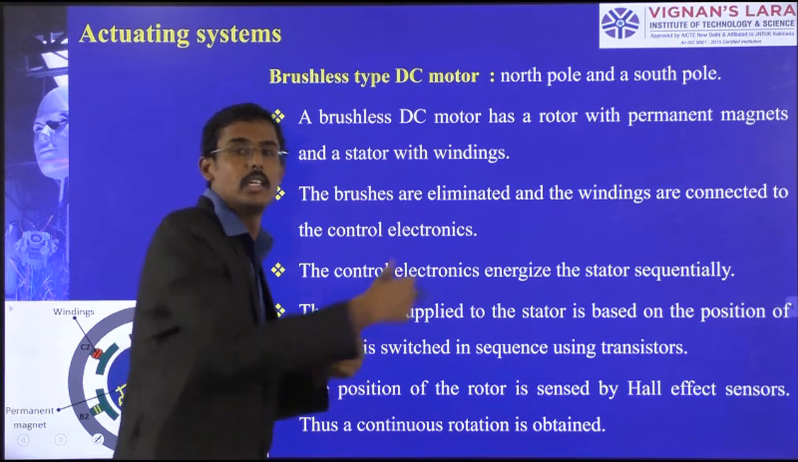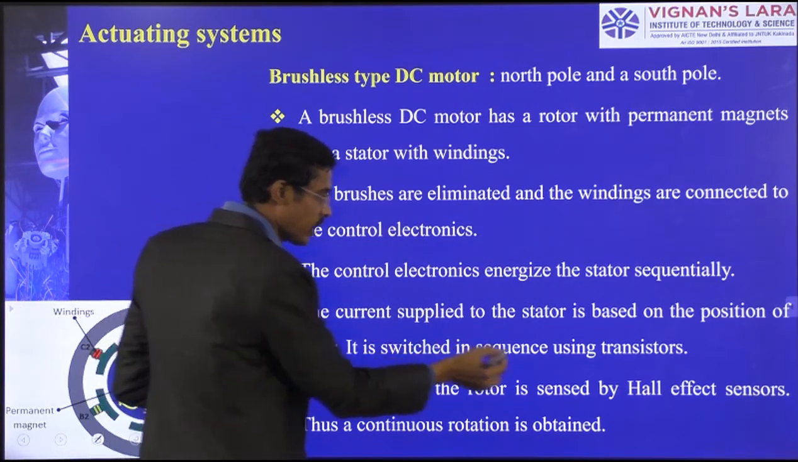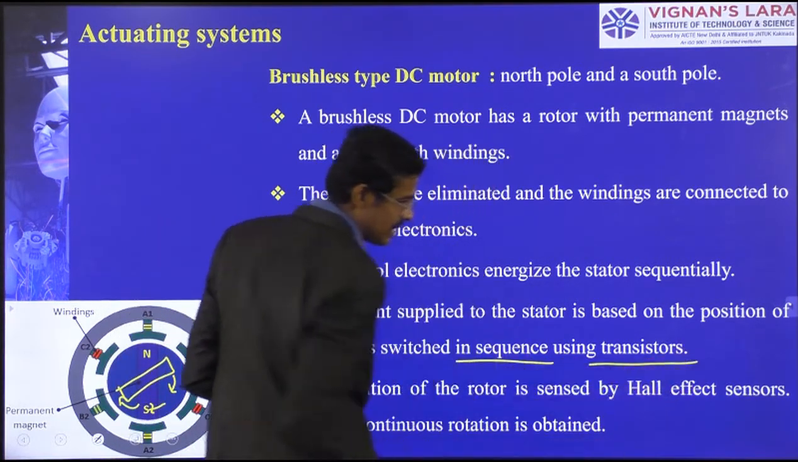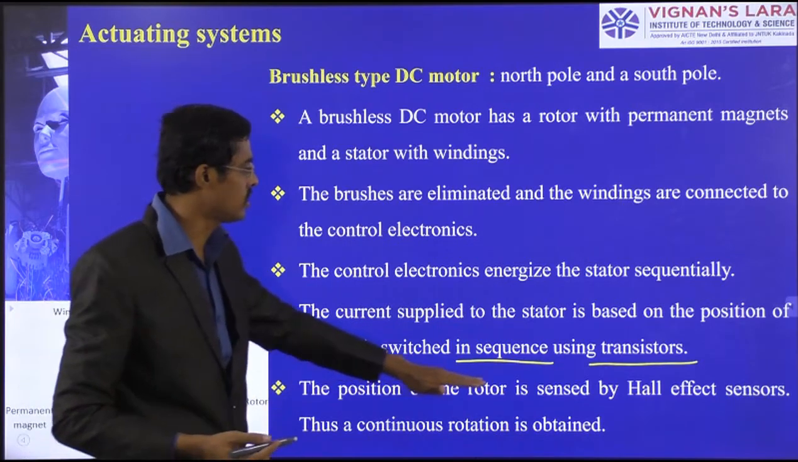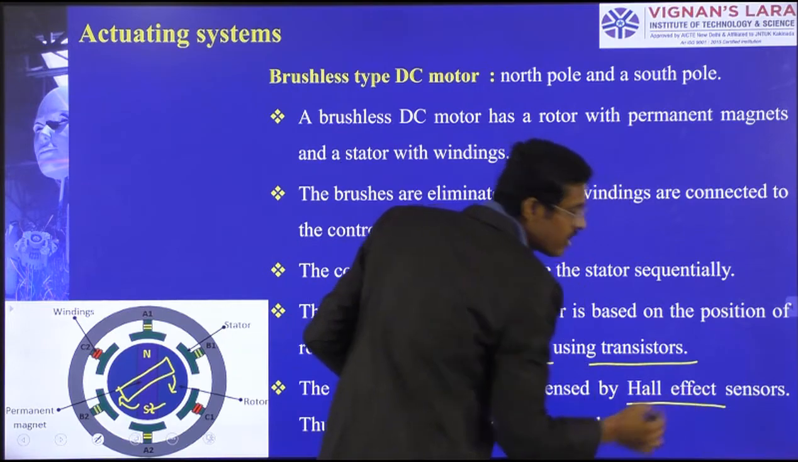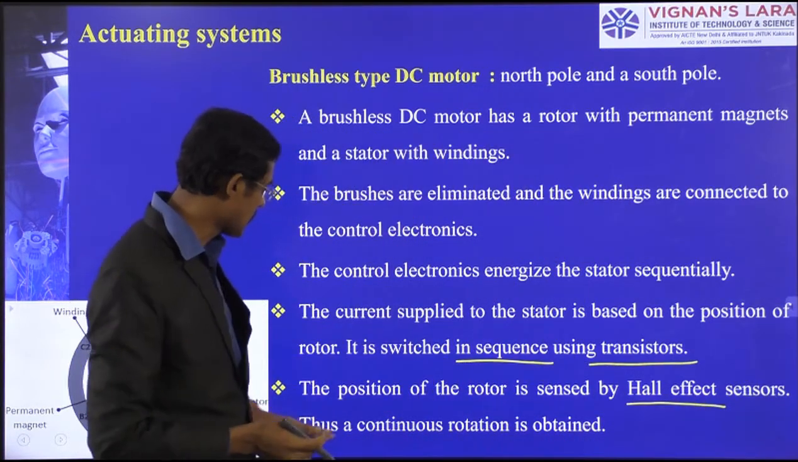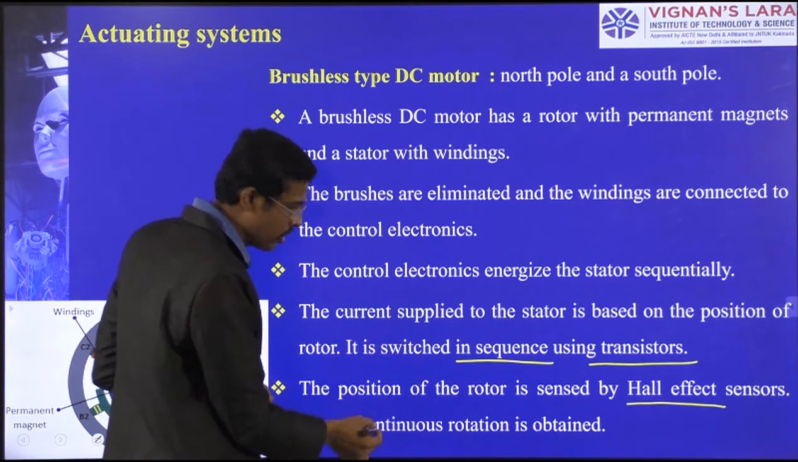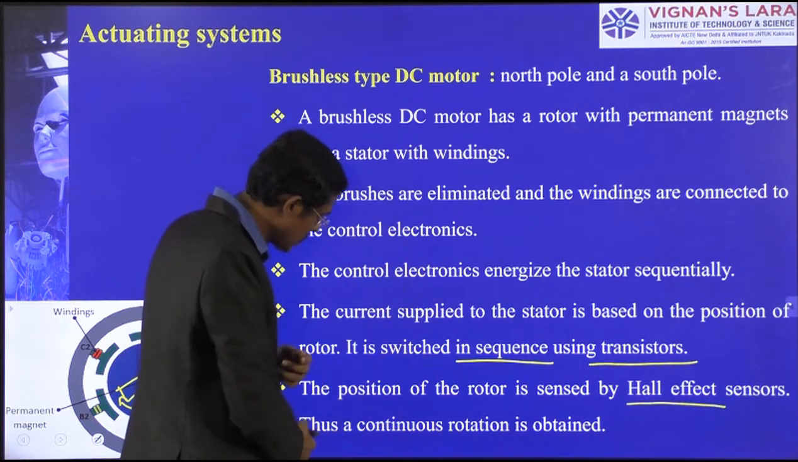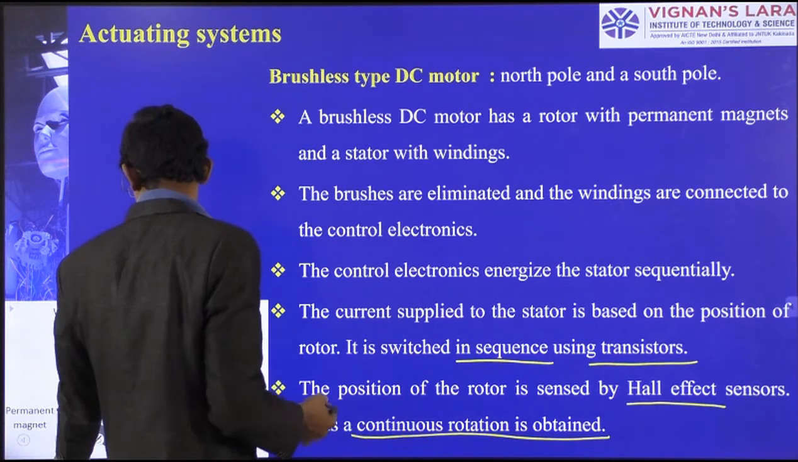So a sequential energizing method is needed to rotate this rotor, and as the rotor rotates we can connect the other end to the rotations. It is switched in sequence using the transistor at the other end. The position of the rotor is sensed. We are using Hall effect sensors here to identify where the position is. The position sensor is a Hall effect sensor. And thus continuous rotation is obtained by energizing subsequently the next one, A2, B2, C2, A1.